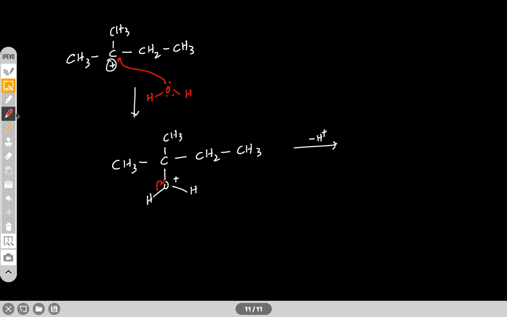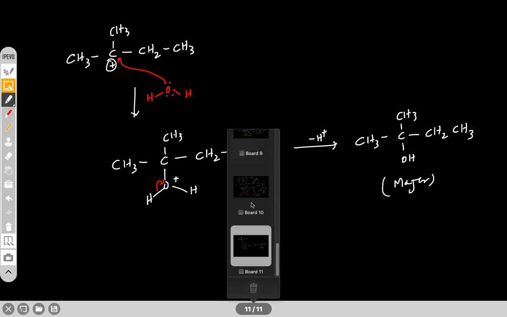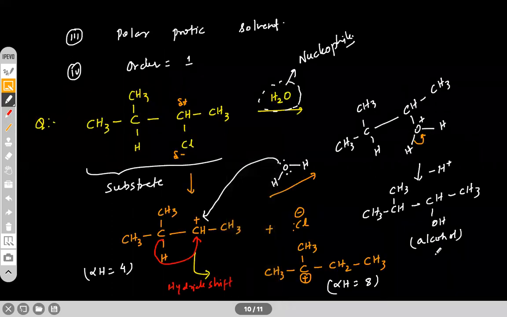This bond pair comes over here and it converts into CH3C, CH3OH, CH2, CH3. So this product is the major product of the reaction. Why major? Because it forms from the most stable carbocation. The previous one, this product, is the minor product of the reaction because it forms from the less stable carbocation.